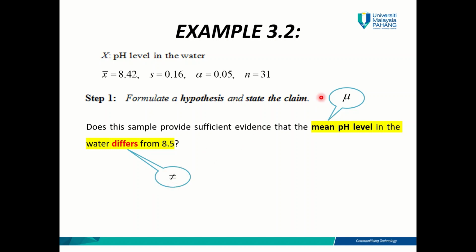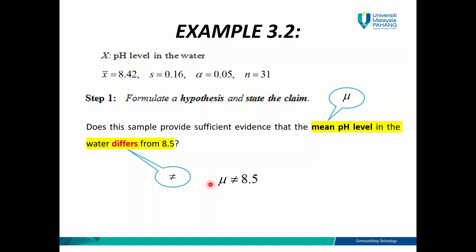Based on this information, I'm going to rewrite this claim in statistical notation. Instead of mean pH level, I'm just going to use mu. Instead of differs, I'm just going to use the not equal sign. Therefore, this claim can be rewritten as mu not equal to 8.5. So this is your claim, class, your claim in statistical notation. This is in words, in a complete sentence, and this is in statistical notation. Good job. This is our first step, but it's not yet complete. We need to formulate the H0 and H1.